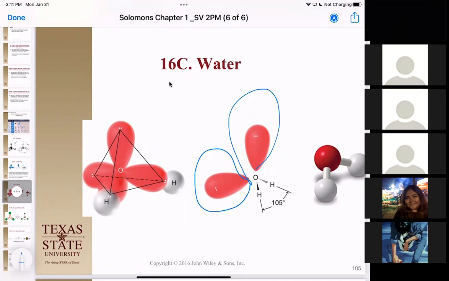Yes? Is the electronic structure still considered tetrahedral? Yes, because look where all those little lobes are. They look tetrahedral, and those lone pairs are in sp3 hybridized orbitals. So yes. The bond angle is a little different because the lone pair is slightly bigger.